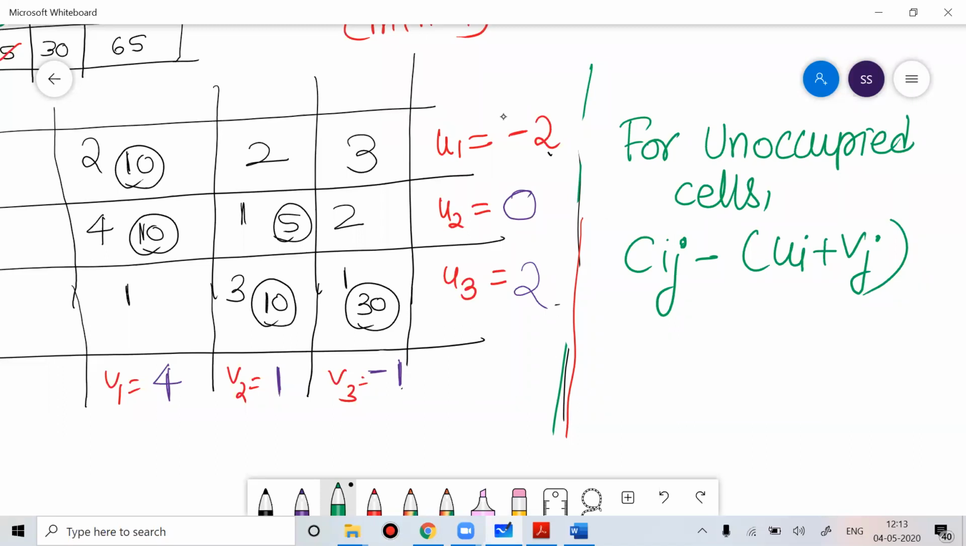Tell me if this solution is optimal or not. Have you got a positive answer for all the cells? Everyone please try quickly for all the unoccupied cells. Which cells are unoccupied here? This cell, this cell, this cell, this cell. Check: are you getting all positive values or not?